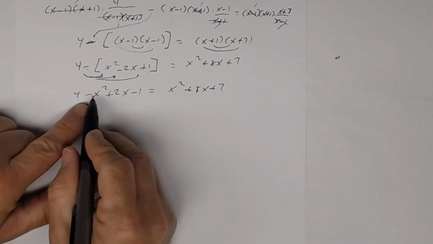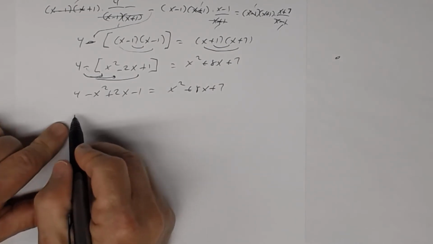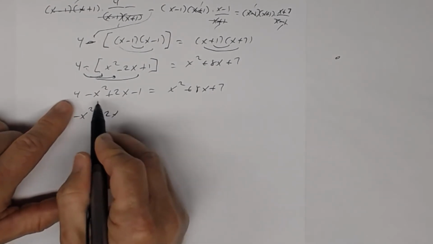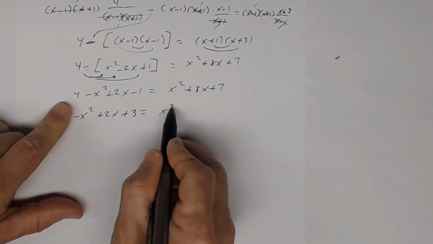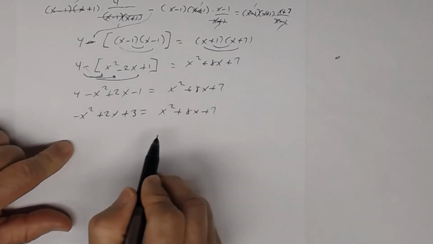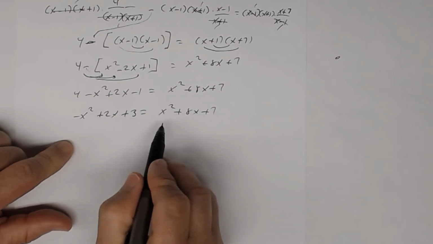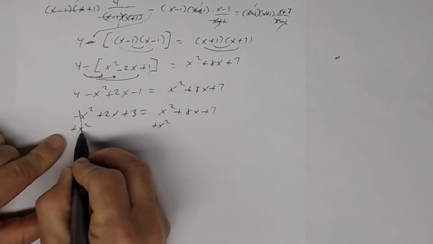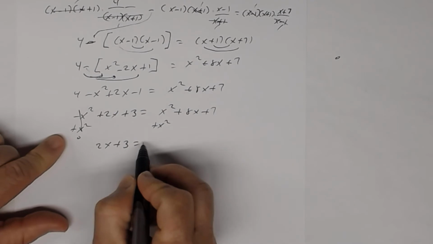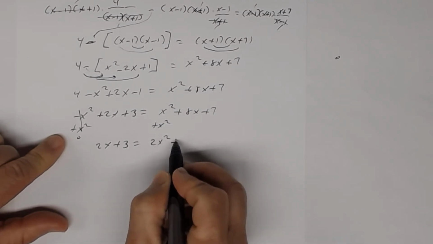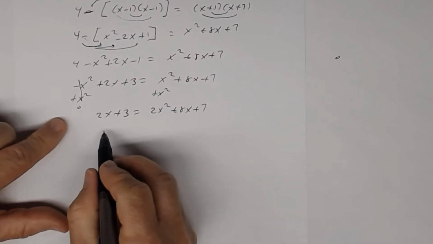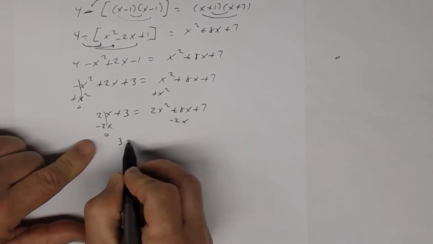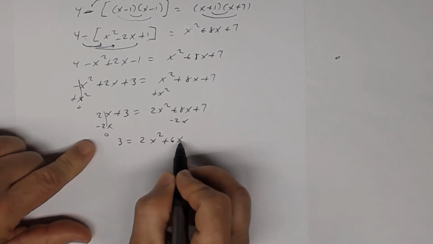Combining like terms, now be careful, I get negative x squared, not positive, negative x squared plus 2x. 4 and a negative 1 is a positive 3, equal x squared plus 8x plus 7. Now I'm going to go ahead and bring the x squareds to the right hand side to make it positive. So adding x squared to both sides, this is 0. I get 2x plus 3 equal x squared plus x squared is 2x squared plus 8x plus 7, right? Subtracting 2x from both sides, combine like terms, I get 3 equal 2x squared plus 6x plus 7.